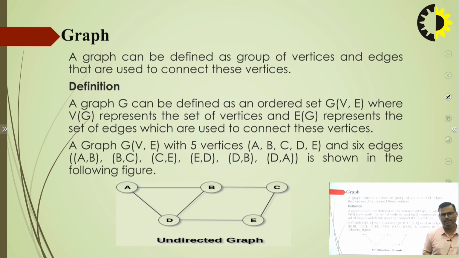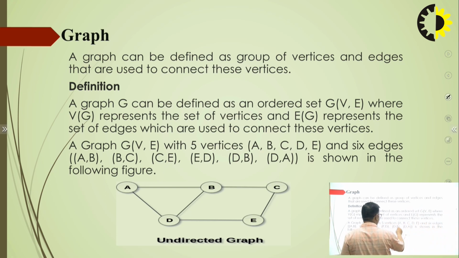Okay, so let's start. This is an undirected graph, and A, B, C, D, E are all vertices. A to B is an edge, A to D is an edge, D to B is an edge, D to E is an edge, E to C is an edge, and B to C is an edge.